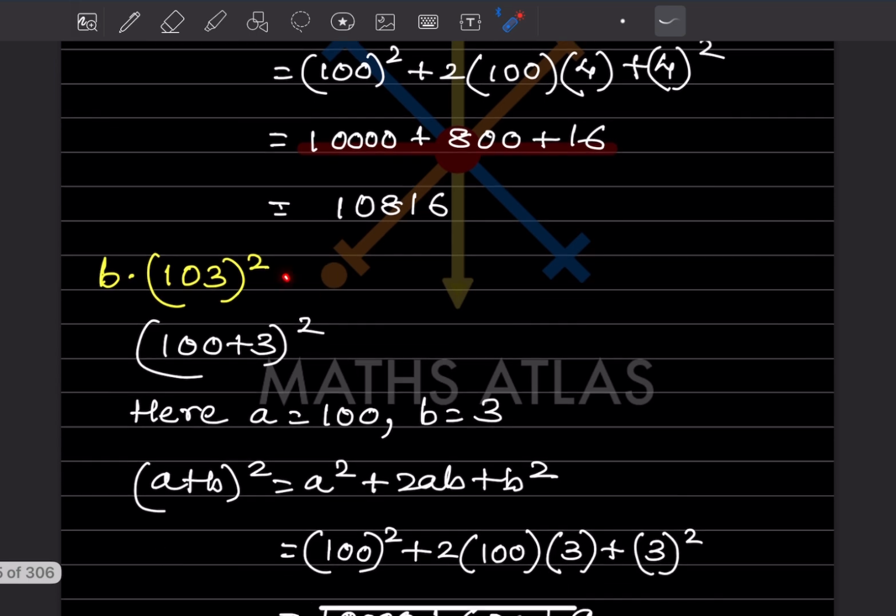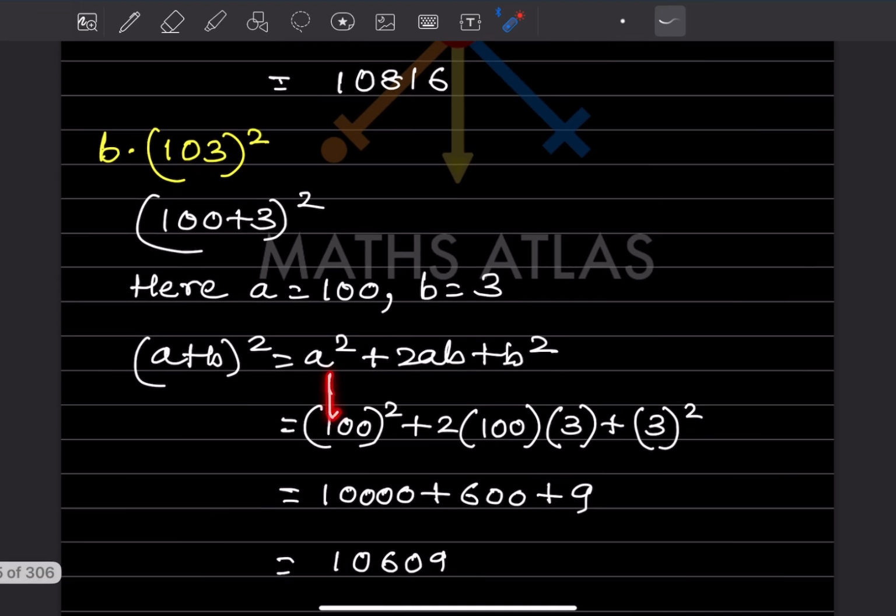Same here, now when it is 103 square, 100 plus 3. So A is 100 and B is 3. Same formula, you are going to use A plus B whole bracket square. That will be A square plus 2AB plus B square. This is what you have to learn. So 100 square plus 2 into 100 into 3 plus 3 square, which will be 10,000 plus 600 plus 9.